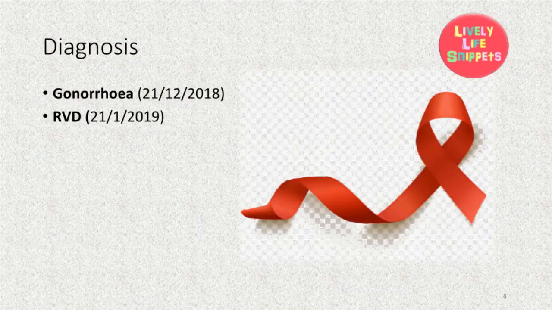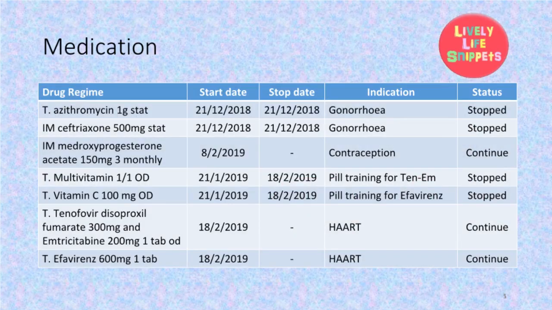She was diagnosed with gonorrhea on 21/12/2018 and retroviral disease on 21/1/2019. In the past, she was prescribed azithromycin tablets and intramuscular ceftriaxone for her gonorrhea. Last week on 8/2/2019, she was prescribed intramuscular medroxyprogesterone acetate 150 mg every 3 months for contraception, and her dose was scheduled on 2/5/19.